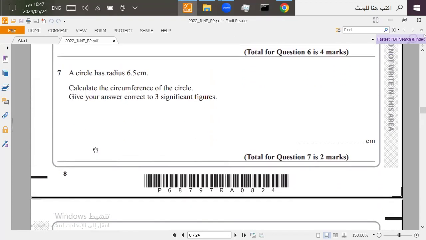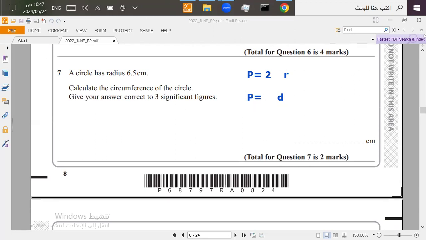Question 7. A circle has radius 6.5 centimeters. Calculate the circumference of the circle. Give your answer correct to three significant figures. Now, to find the perimeter or circumference of a circle, you need to understand the rule. Perimeter equals 2 multiplied by pi multiplied by r. Or sometimes people use perimeter equals pi d. So whatever suits you, you can use. Same idea, same rules, and it will give you the same answer.